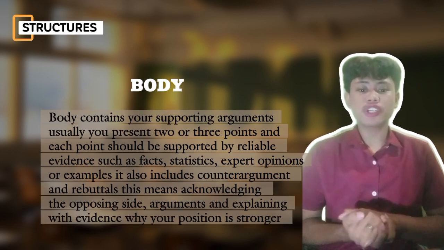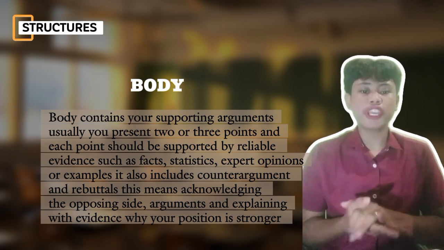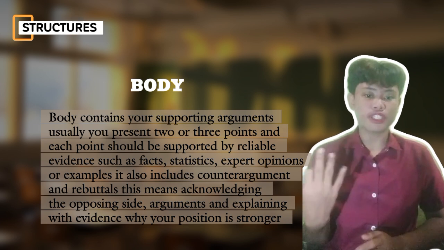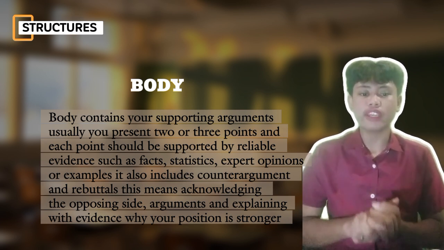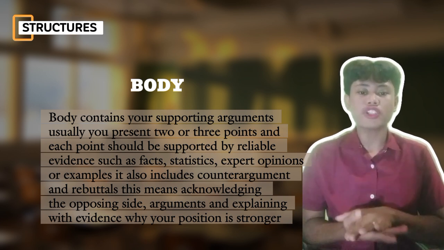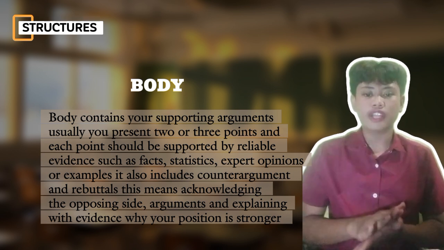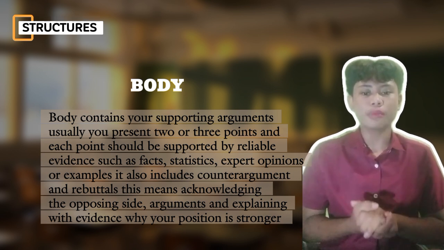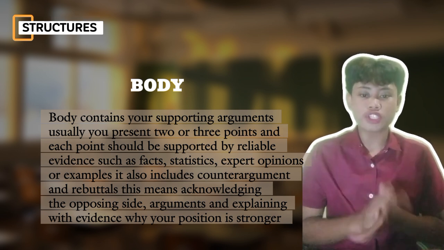The second structure in a position paper is the body. The body contains your supporting arguments. Usually, you present 2 or 3 points, and each point should be supported by reliable evidence such as facts, statistics, expert opinions, or examples. It should also include counter-arguments and rebuttals. This means acknowledging the opposing side's arguments and explaining with evidence why your position is stronger.